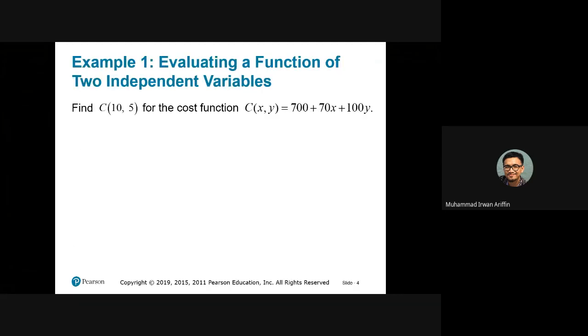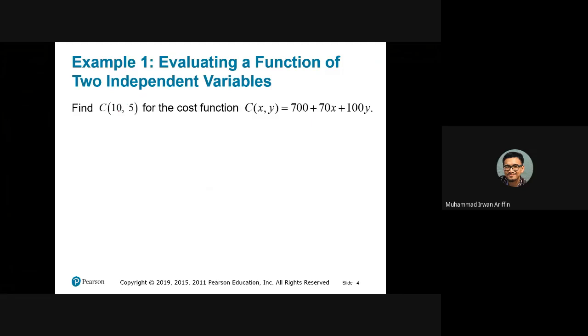Okay, so let's look at this example. Now instead of one variable, we have two variables. This is a cost function because in reality, usually cost functions involve more than one input. In economics, usually we have labor and capital, the wage for labor and the interest paid for the capital. So let's say this is our cost function, which consists of two independent variables or two inputs x and y: 700 plus 70x plus 100y.